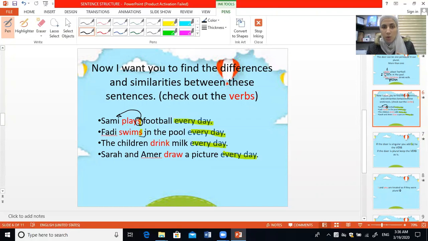Now Fadi swims. Fadi swims because Fadi is singular. He's one and he's sad and he's crying. That's why we put an S with Fadi. Now the children here, many children, they can play with each other. They don't need an S, so we don't add anything to the verb. Sarah and Amir are two, so they can play with each other. We don't want to give them any S to play with. Okay? So only when the subject is one, is singular, you put an S. If the subject is plural, we don't do anything. Okay?